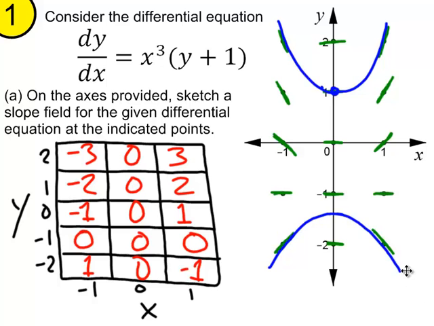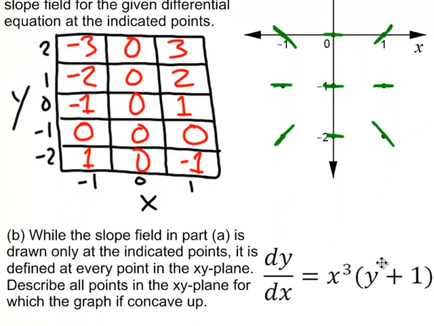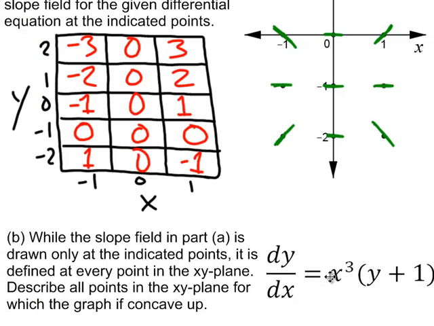Okay, let's go on to the next part, part B. And you'll notice that I've copied the differential equation down here as well. While the slope field in part A is drawn only at the indicated points, it is defined everywhere in the xy plane. Describe all the points in the xy plane for which the graph is concave up. First, let's take a second to just think about what that's asking.